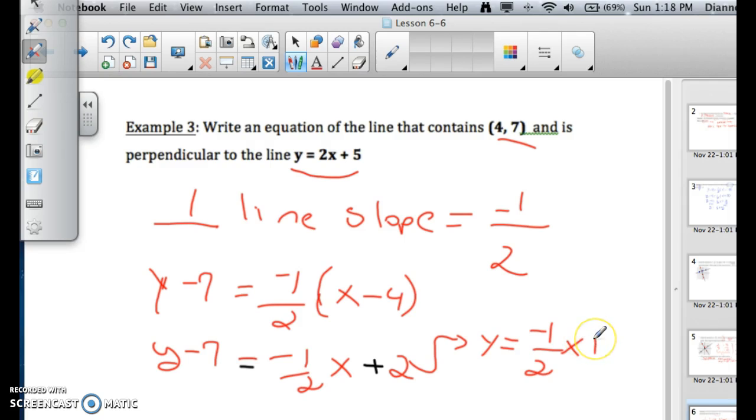All right, that's it. So remember, parallel lines have the same slope, different y-intercepts, and perpendicular lines have slopes that are opposite reciprocals of each other.